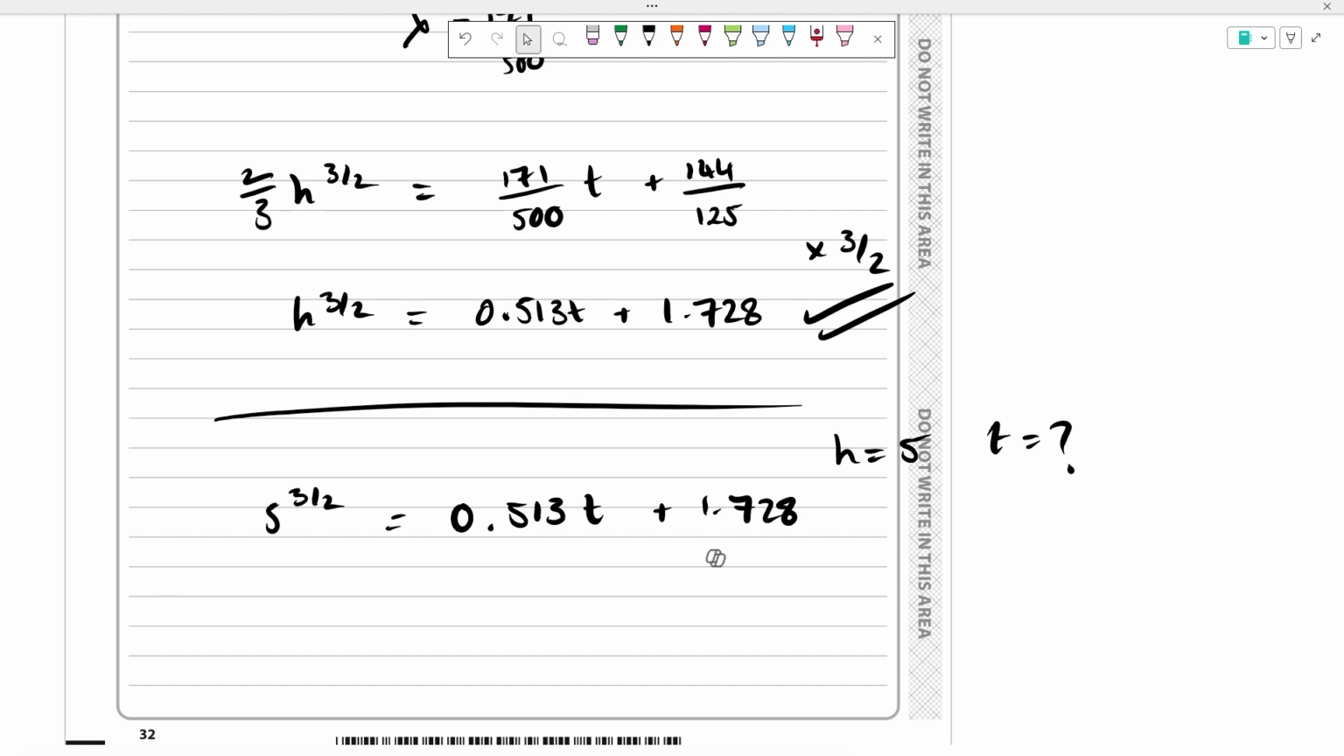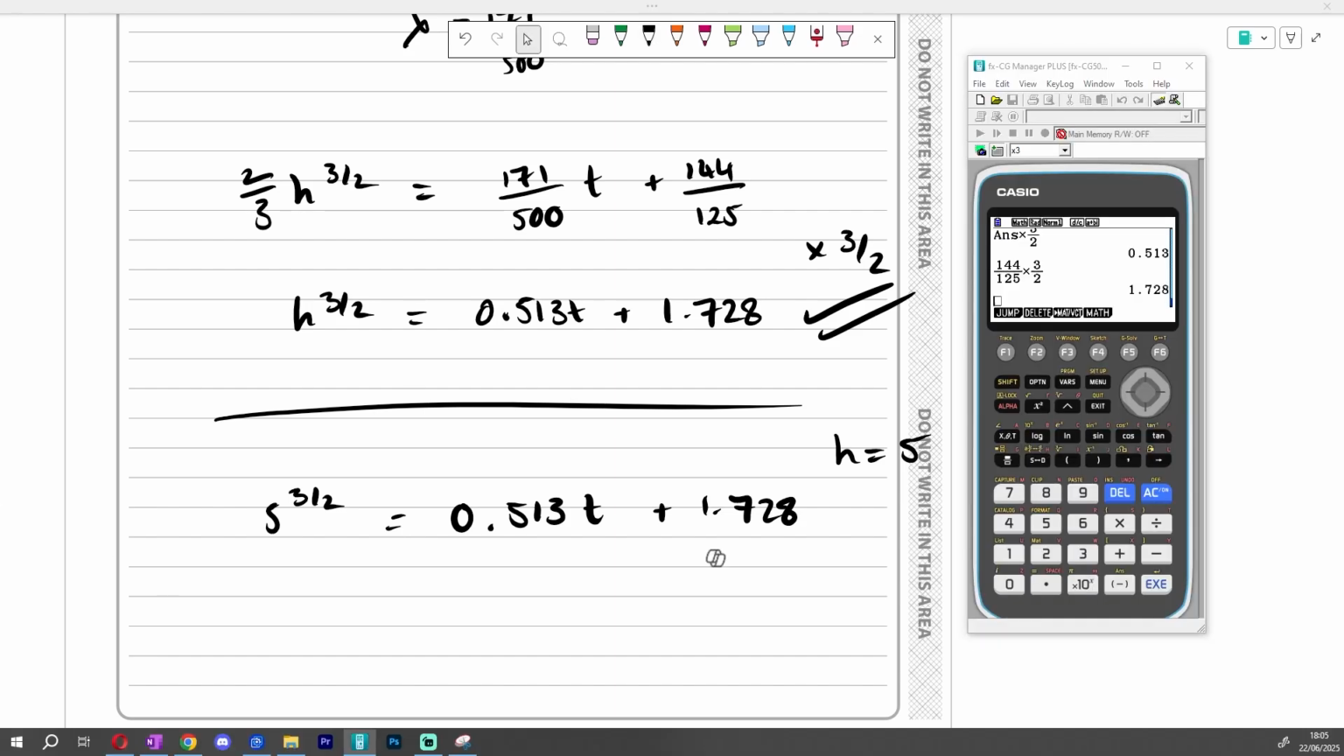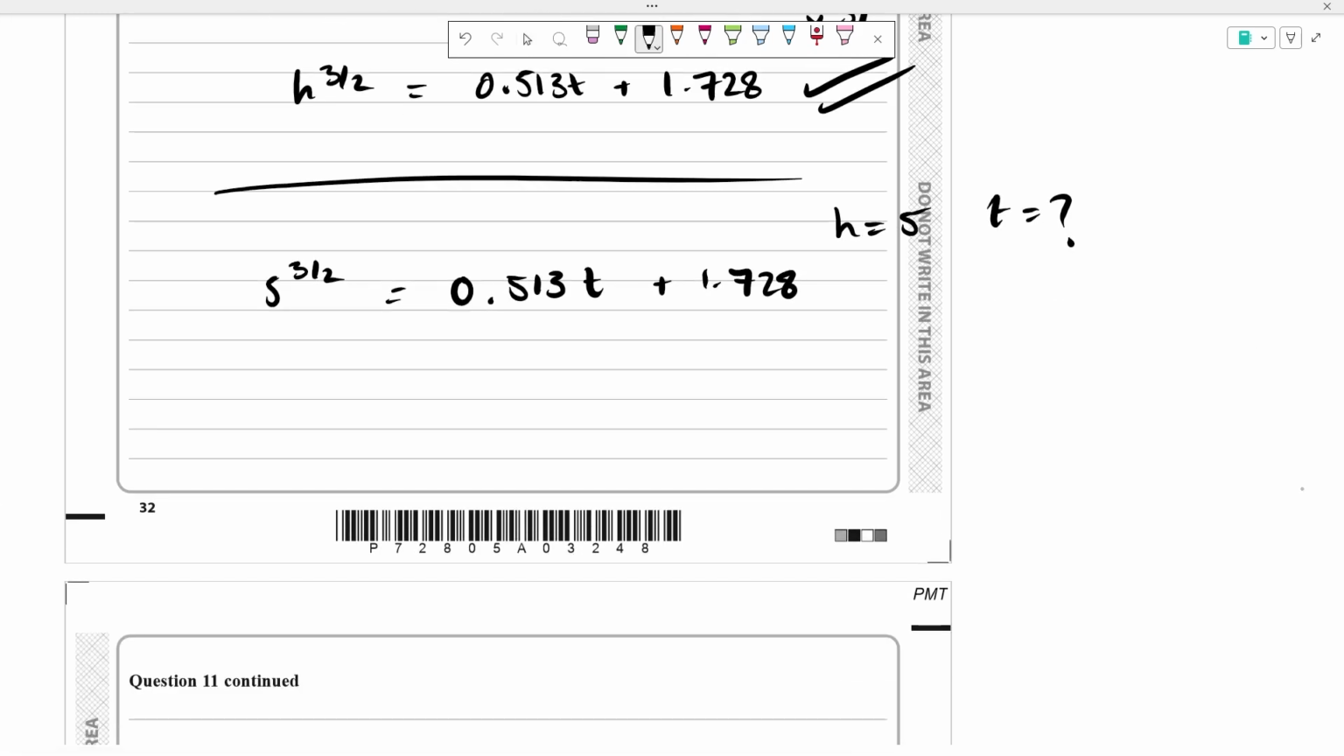So I can just put it right into my calculator. So that's going to be 5 to the power of 3 over 2 minus 1.728. And you should really put this down as working as well. It's just me being a bit lazy here. Okay, and then divide your final answer by 0.513. And that gives you 18.43 minutes as your final answer.